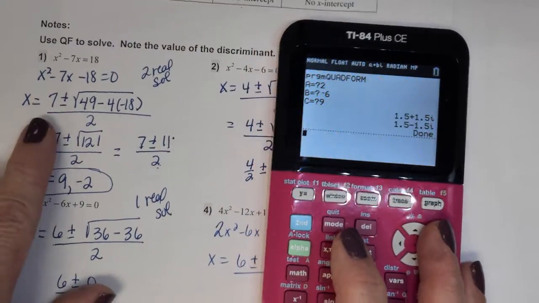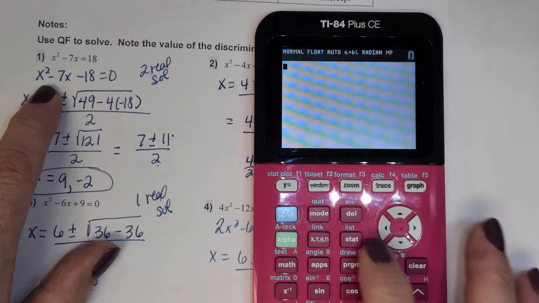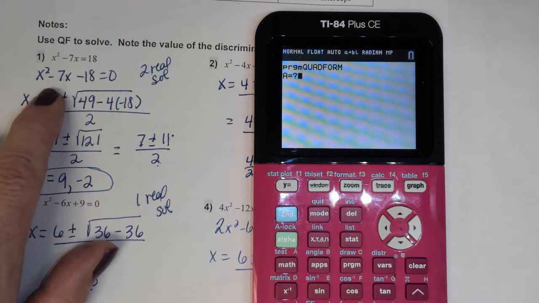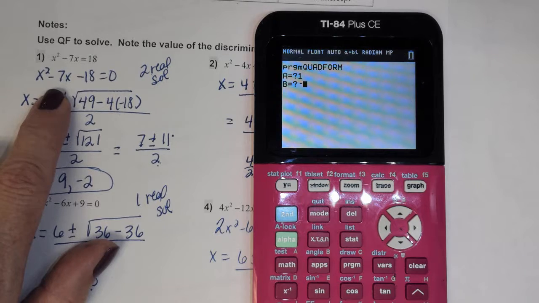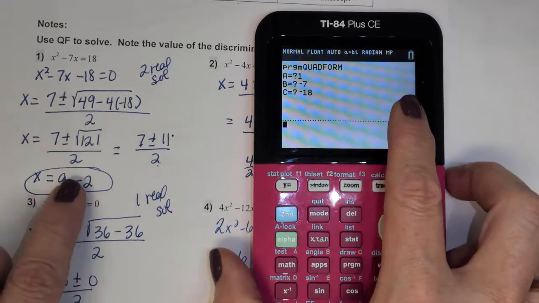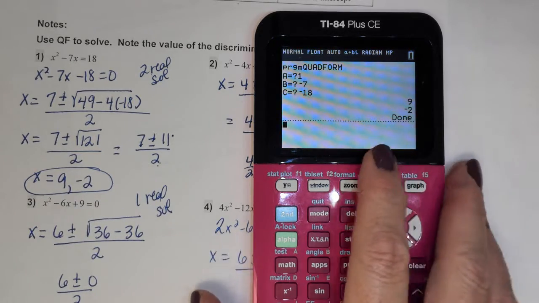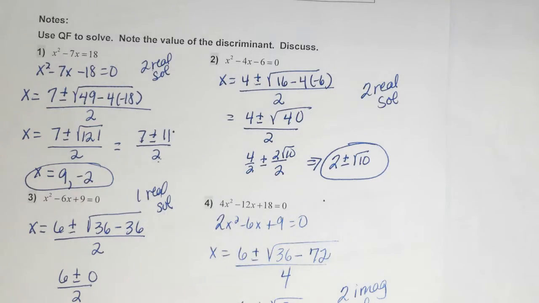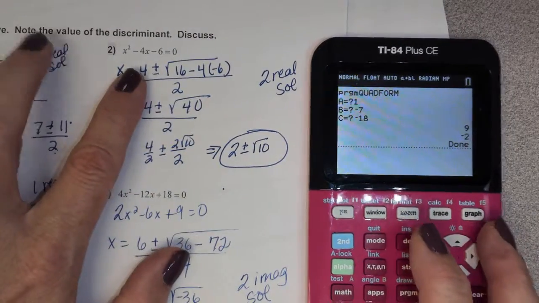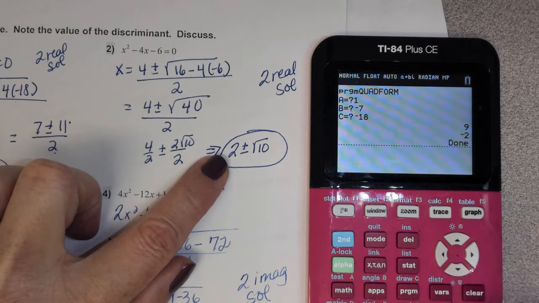See, look, I could even go back up here. Let's say I didn't feel like I factored this or used the quadratic formula correctly. I just go to my program, enter, enter. My A value is 1. My B is negative 7. My C is negative 18. Boom, there's my solutions, 9 and negative 2. All right? So it's great to be able to check our work. Now, it's not going to work so great on this one, though. Do you know why? Why would it not work so great here? What kind of answer did we get?